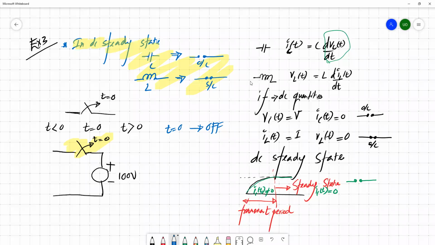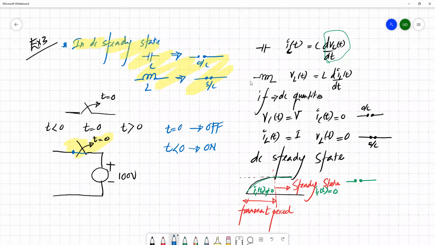So at t equals 0, the switch moves to off state. It means this particular switch was in on state during the previous state. Before it moves to off state, this switch was in on state. So for t less than 0, your switch is in on state. Hope it's clear. This switch operates at t equals 0 and moves to off state.